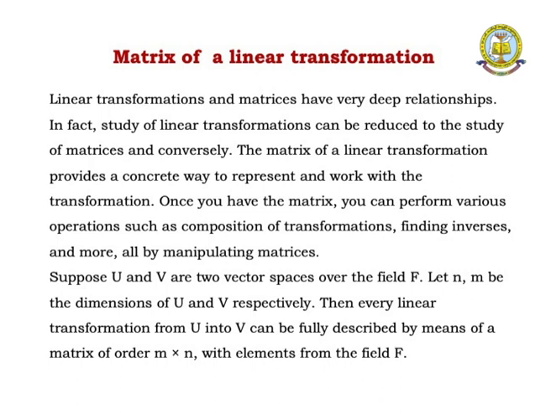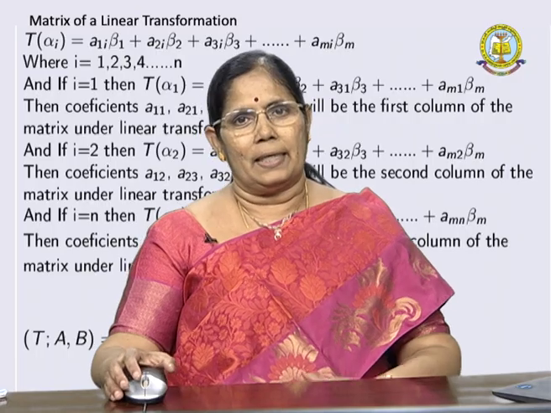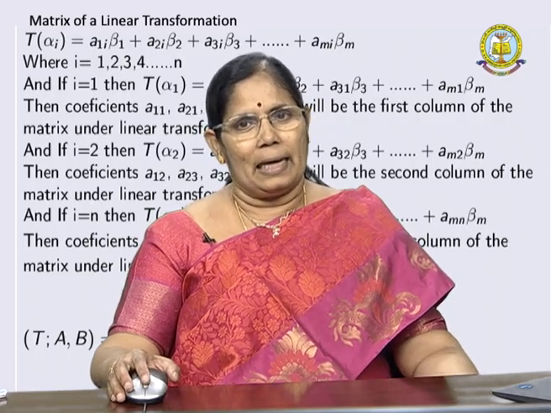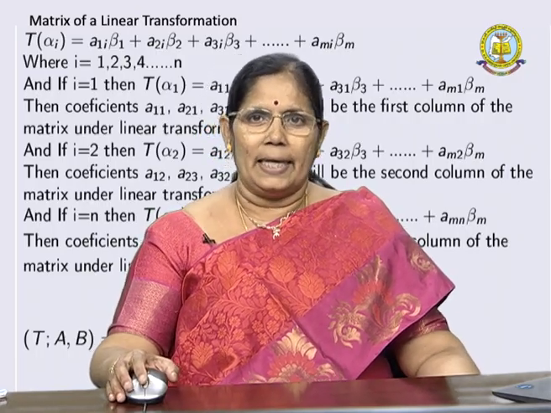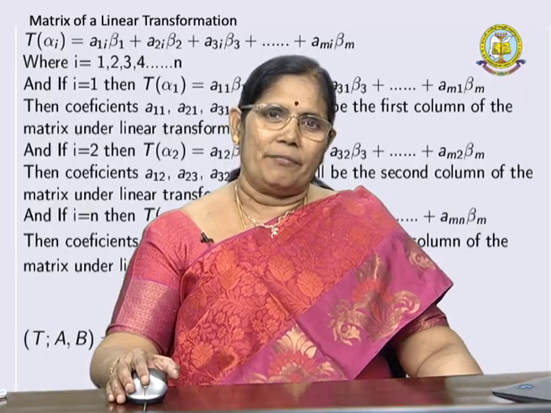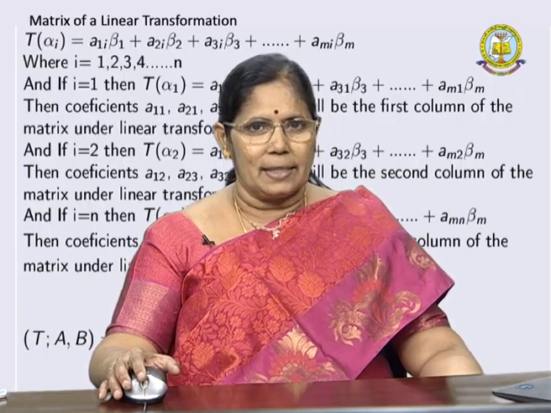What do we mean by this? The bases of U and V contain n and m elements. Then every linear transformation from U into V can be fully described by means of a matrix of order m by n with elements from the field F. Before constructing a matrix, let us recall the definition of a linear transformation. Already we have given it in the earlier lessons.